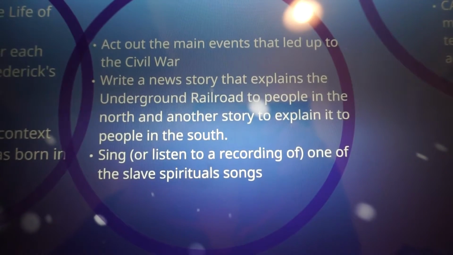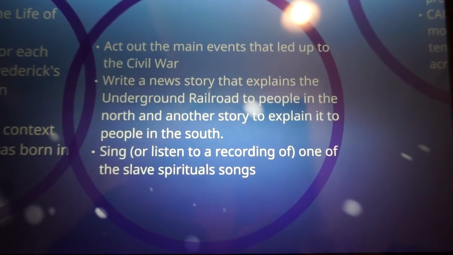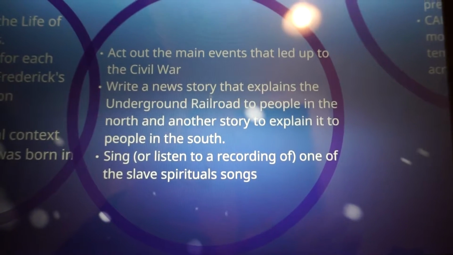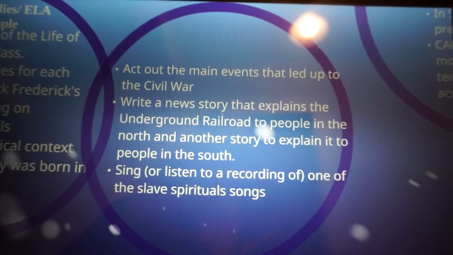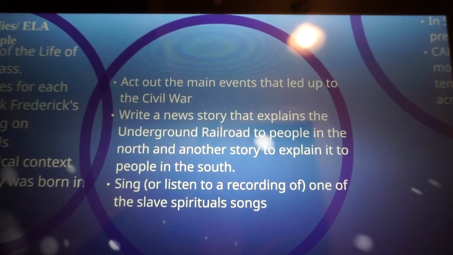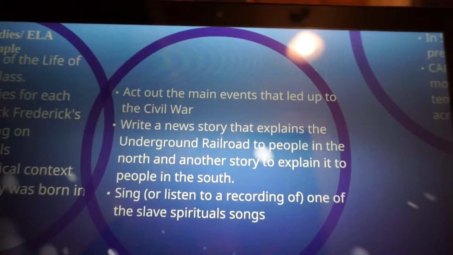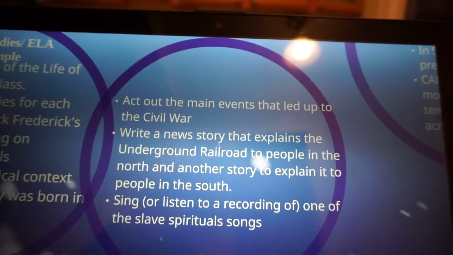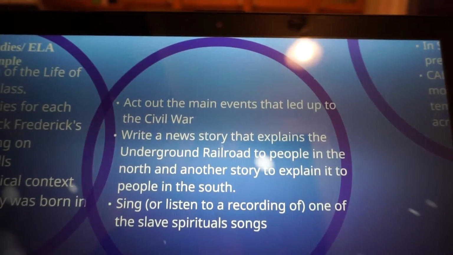You could also look up online or have students sing recordings, or find recordings of the slave spiritual songs. That would be a great way to incorporate the different learning styles of students, whether they're more visual, maybe they are more musical, etc.